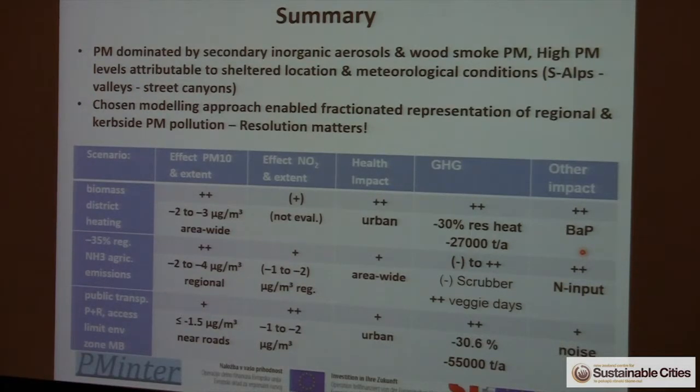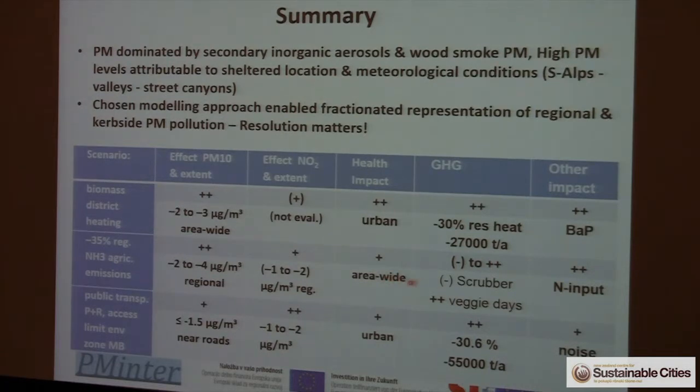This is my summary. Unfortunately, I did run out of time. So, PM is dominated by secondary inorganic aerosol and wood smoke PM. High PM levels are attributable to sheltered locations and the meteorological conditions there. So that means the Southern Alp locations, the valleys, and the street canyons. The chosen modeling approach enabled a fractionated representation of regional and curbside PM pollution, and resolution matters.